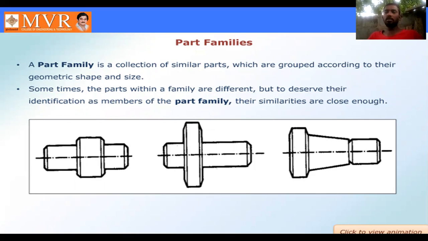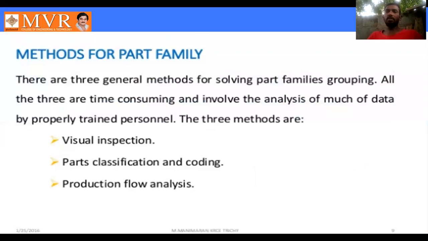Why did they introduce these methods? In industries we have a number of parts, spare parts. We identify the spare parts based on size and shape. For grouping purposes they introduced part families. For identification we have three methods in part families. The first is visual inspection. The second is part classification and coding. The third is production flow analysis.